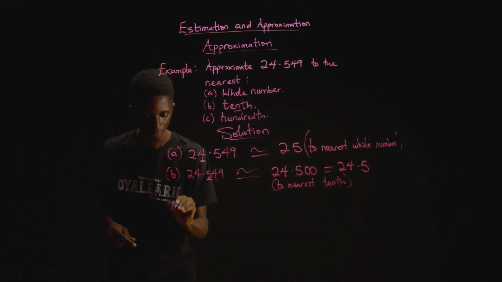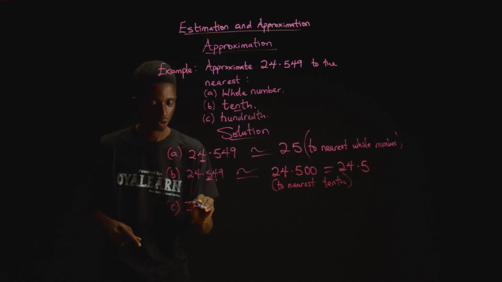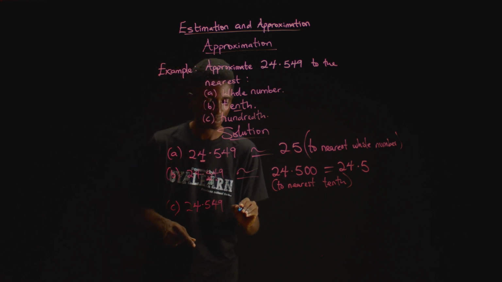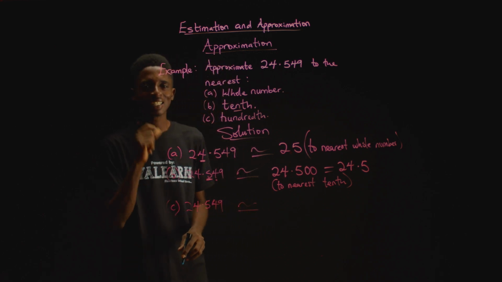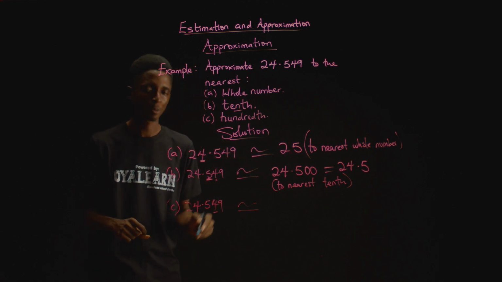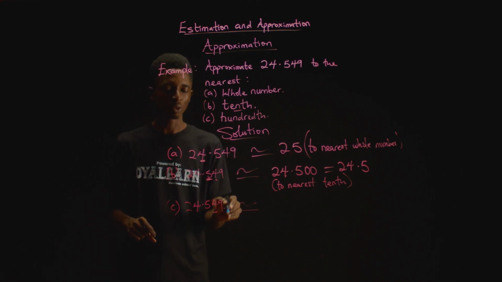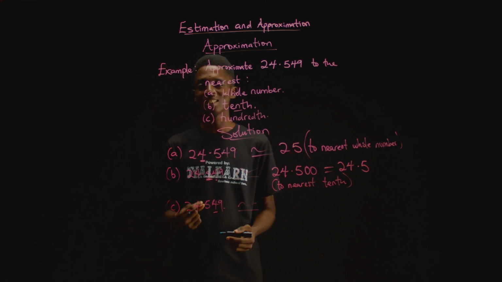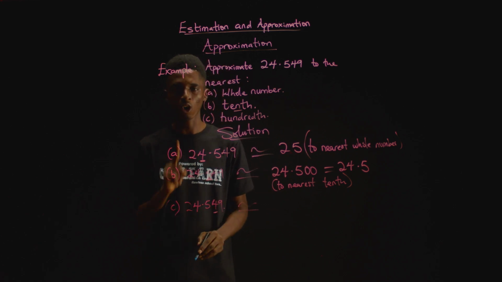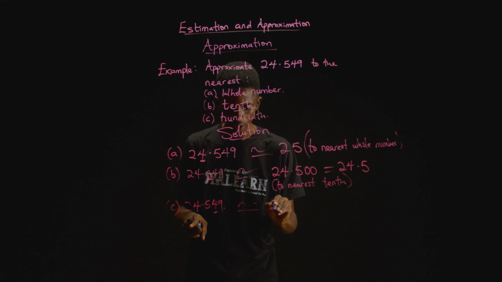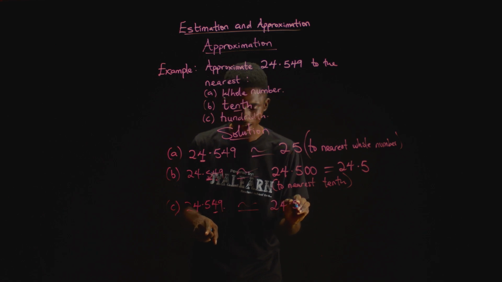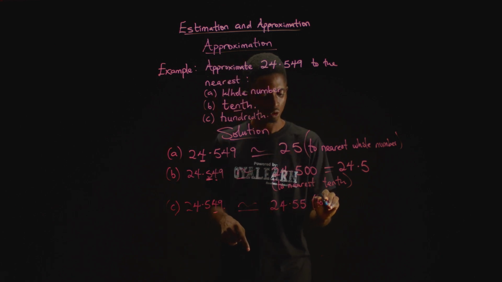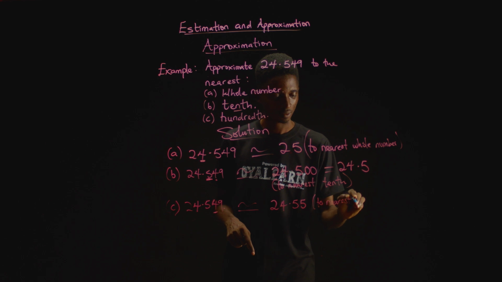Now C. We are still approximating 24.549. But this time to the nearest hundredth. And the digit in that place value is digit 4. And next to it is a 9, which implies that we'll round up, which means we increase the last digit by 1. That is, increase digit 4 by 1. So we would have 24.55. When we increase 4 by 1, we get 5. And this is to the nearest hundredth.